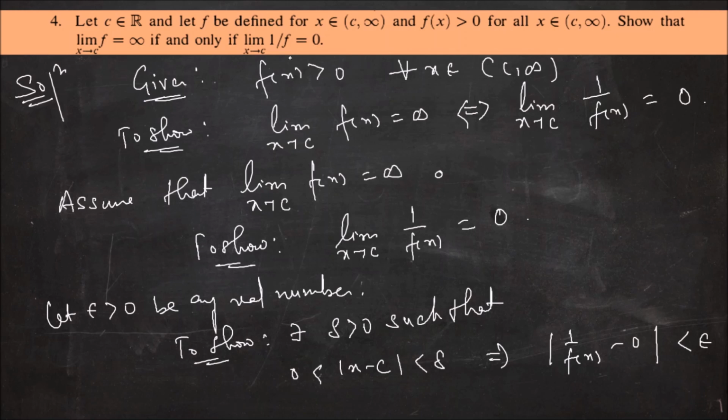Since the function is defined on (c, infinity), I will have to take an additional condition that x belongs to (c, infinity), and this is what I have to show. I am given that the limit as x tends to c of f(x) is equal to infinity. So for any k there exists delta. So what k should we choose?